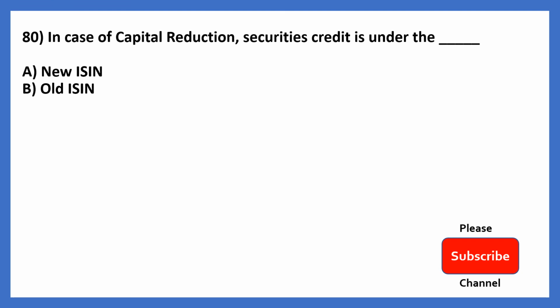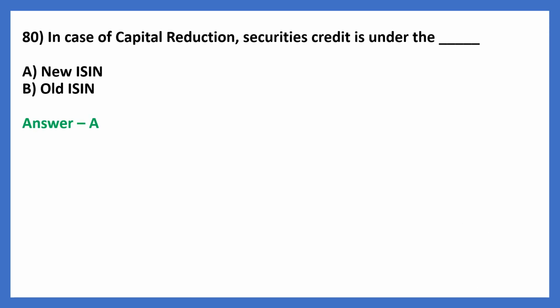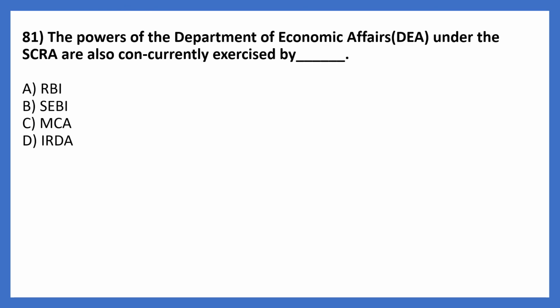In case of capital reduction, securities credit is under the option A, new ISIN, option B, old ISIN. The correct answer is option A, new ISIN. The powers of the Department of Economic Affairs under the SCRA are also concurrently exercised by option A, RBI, option B, SEBI, option C, MCA, and option D, IRDA. The correct answer is option B, SEBI.